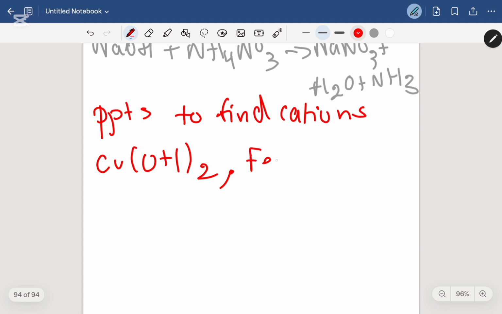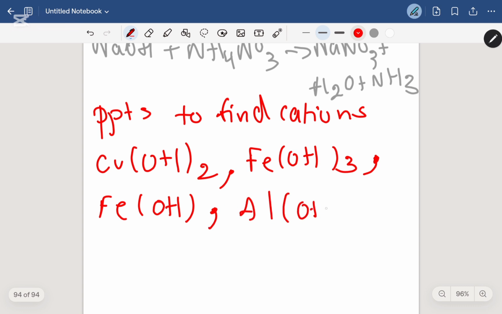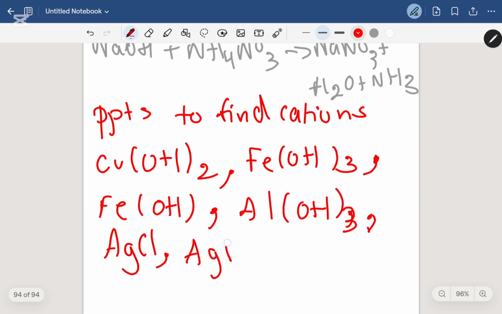Then Fe(OH)3 gives us a precipitate as well. Then Fe(OH)2 will also give us a precipitate. Al(OH)3 will give us a precipitate. AgCl will give us a colorful precipitate. AgBr will also give us a colorful precipitate. AgI will also give us a colorful precipitate.